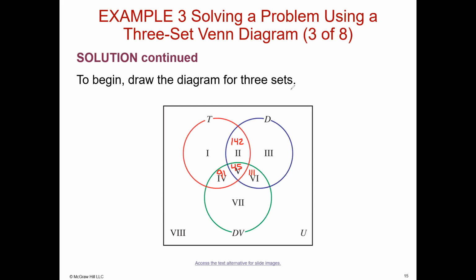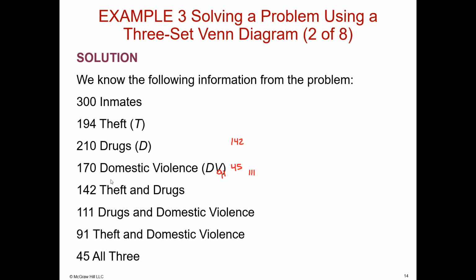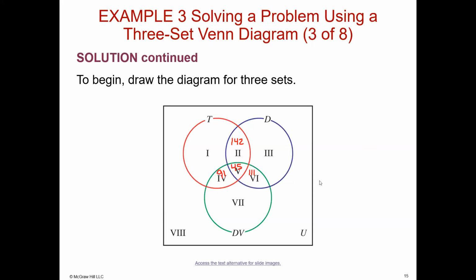Now we got that. Now what's next? 170 were convicted of domestic violence only. That goes in region 7. Was that 70 again? 170. Unbelievable. I can't remember simple numbers like that anymore.